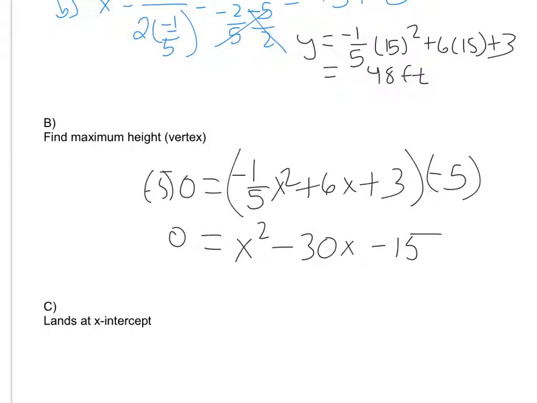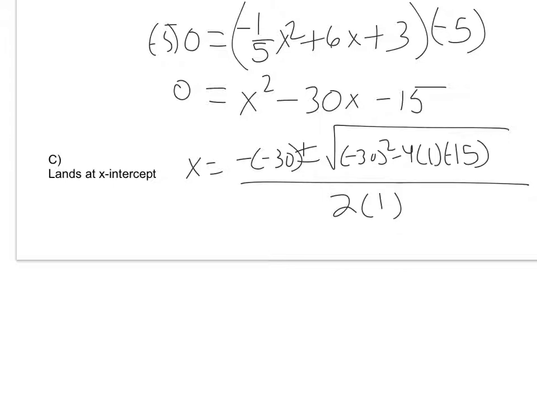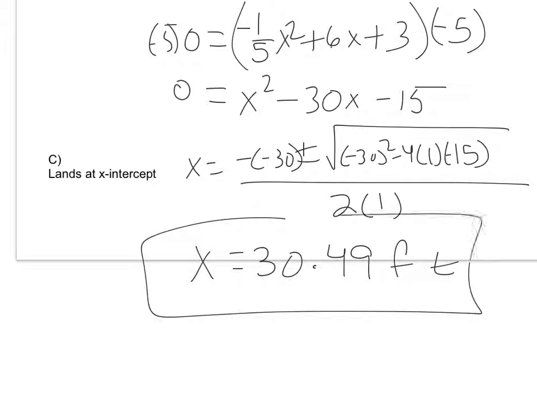So this one can't be factored, so either use your graphing calculator or you can go x equals negative b plus or minus the square root of b squared minus 4 times a times c, all over 2 times a. Okay, if you calculate that, you should get x equals 30.49 feet. Okay, we'll see you guys in class.